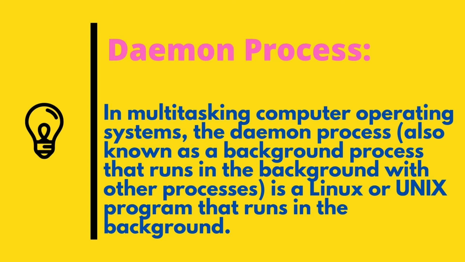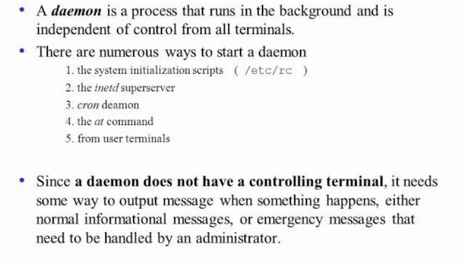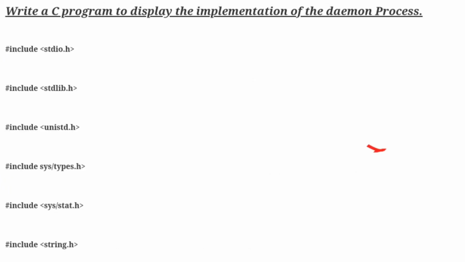Let's take a few examples, like syslogd and sshd. syslogd is a daemon responsible for implementing the system logging facility, and sshd is a daemon process responsible for servicing incoming SSH connections. I've given one example to demonstrate how a daemon process works. You can also try it.